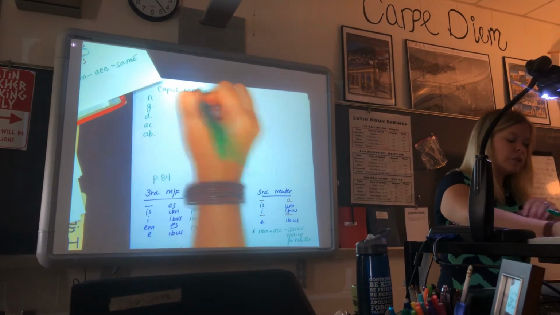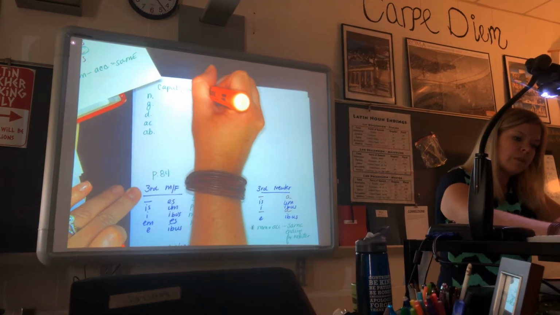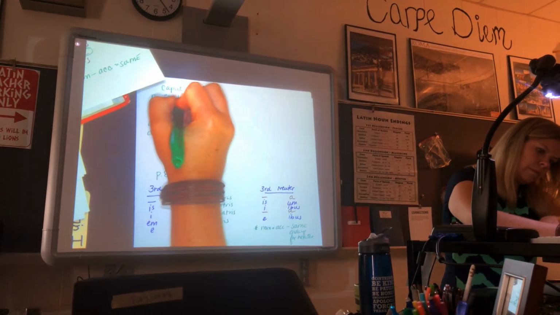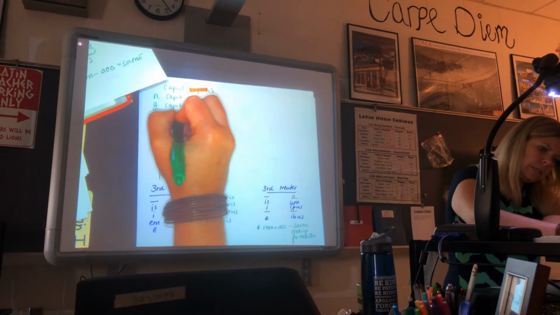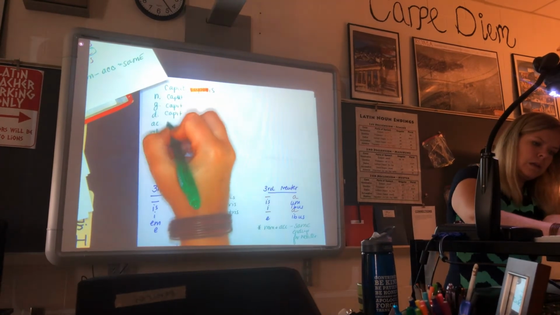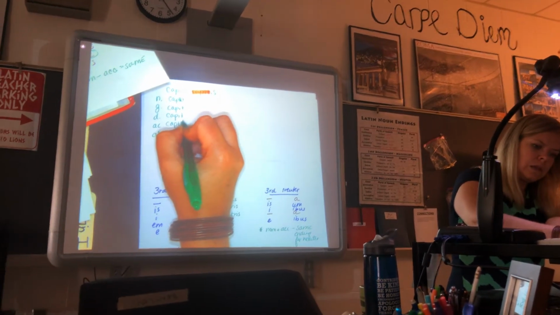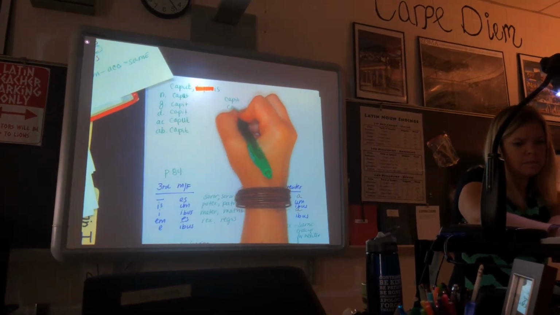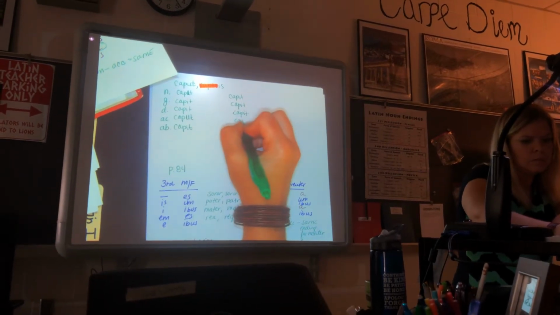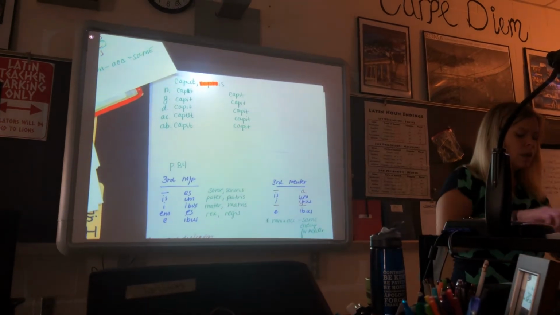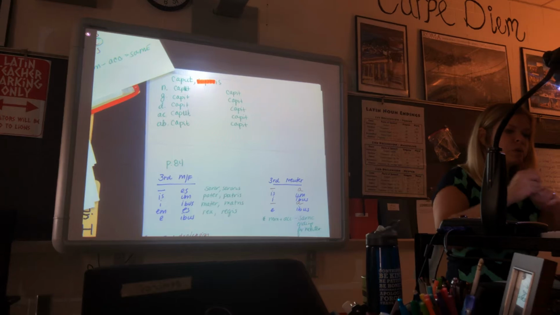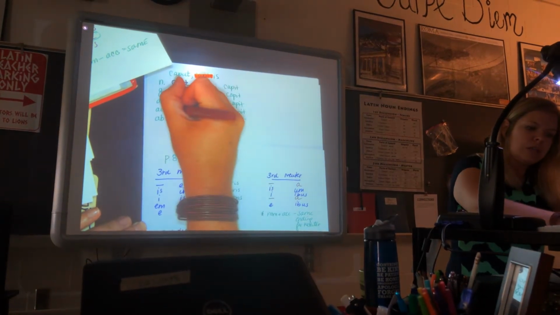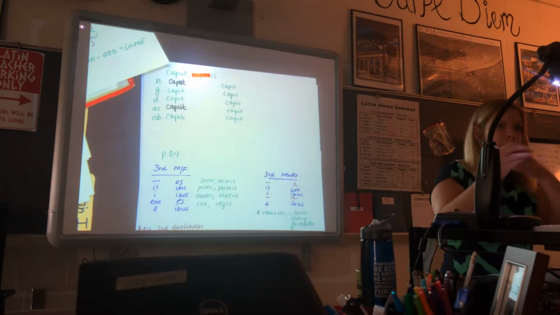You have to find your stem. Remember, your stem is everything before the is. So capit is your stem. Capit, capit, capit. Okay, one thing to note here. I almost messed up on this. Nominative and accusative are not getting that stem. They are just in the normal form, caput, right? Just that line, that dash.